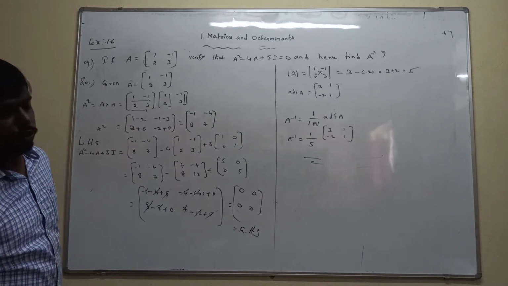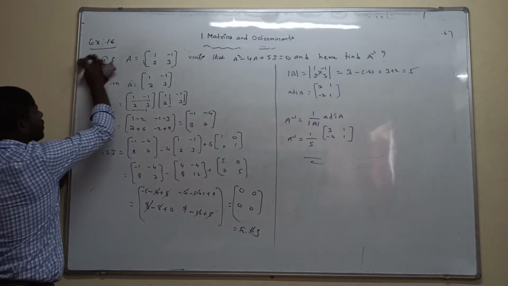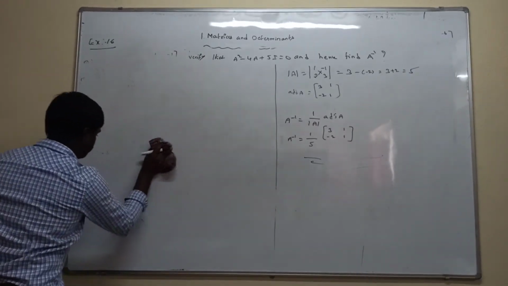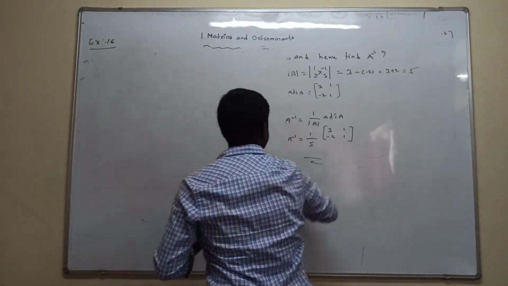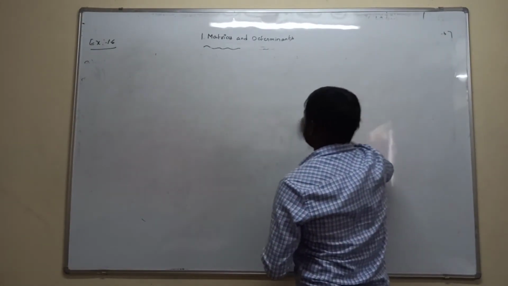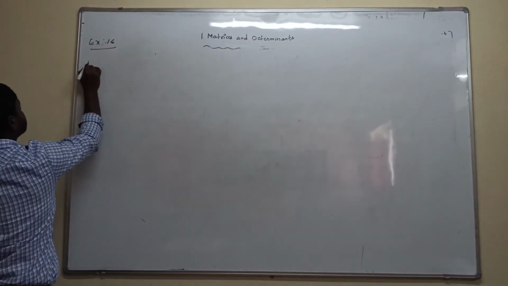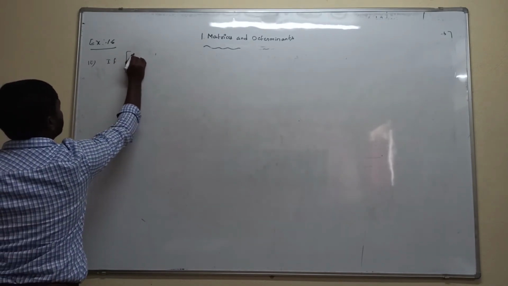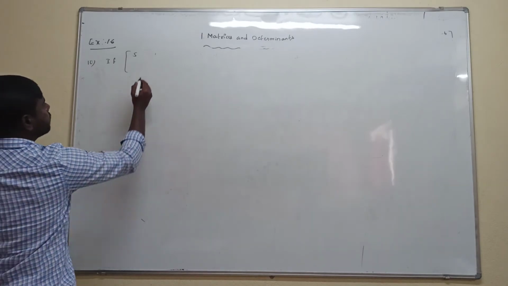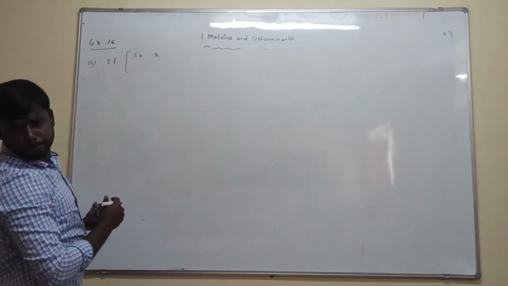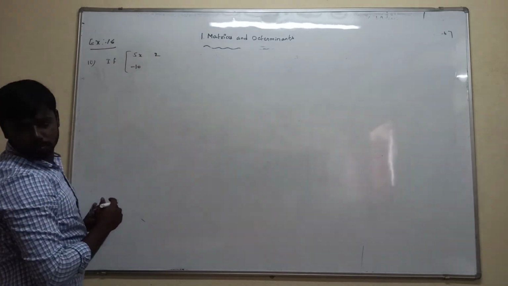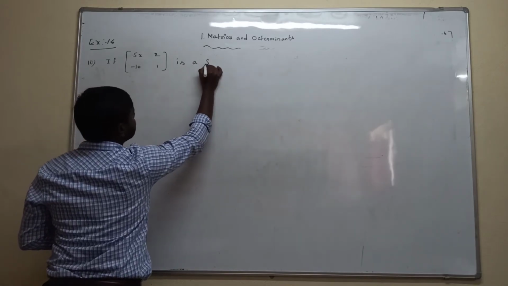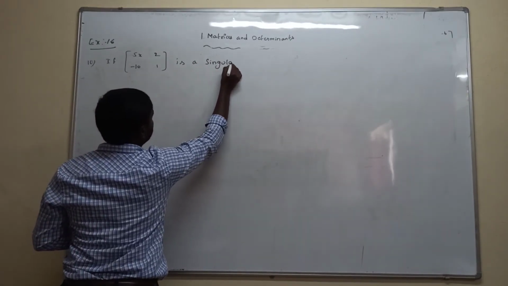In this exercise, last question. See question number 10. What is question number 10? Question number 10 is: if the given matrix 5x, 2, minus 10, 1 is a singular matrix.